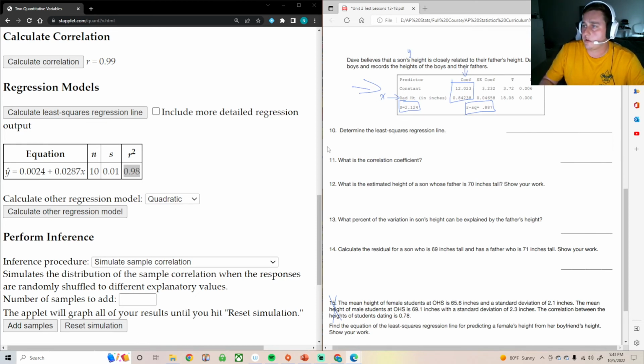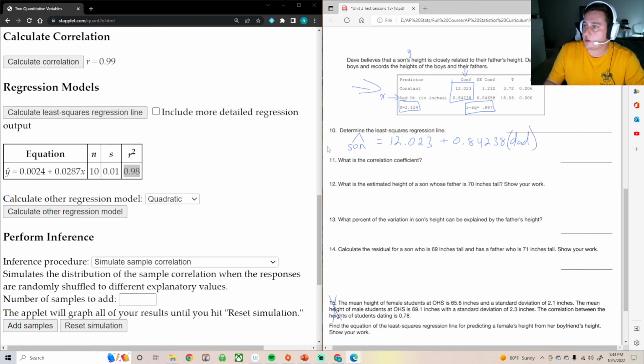So determine the least squares regression line. That's just a matter of pulling these numbers out of the output and putting them into a least squares regression line format. So this is the thing we're trying to predict. So I'll put son for son's height. We're trying to predict son's height. And then we have a constant, which is 12.023. And we think that for every 0.84238 inches that the dad is tall, that will now affect the son's height.